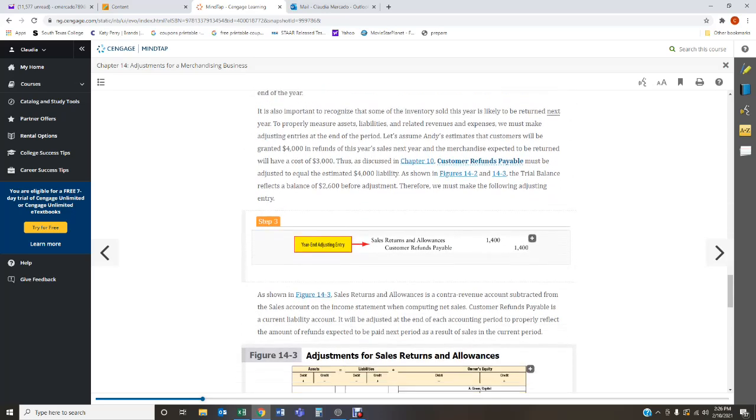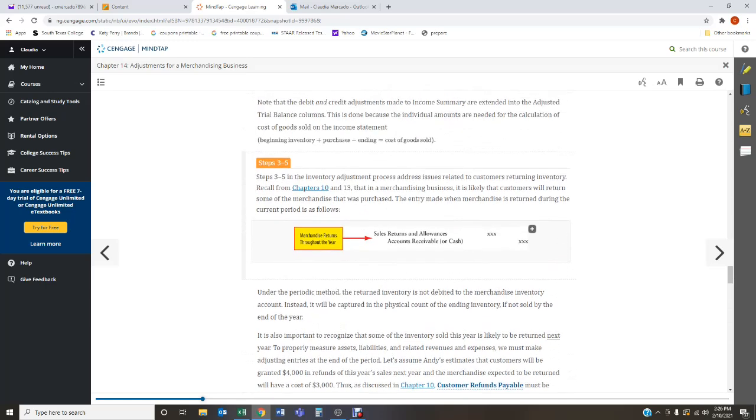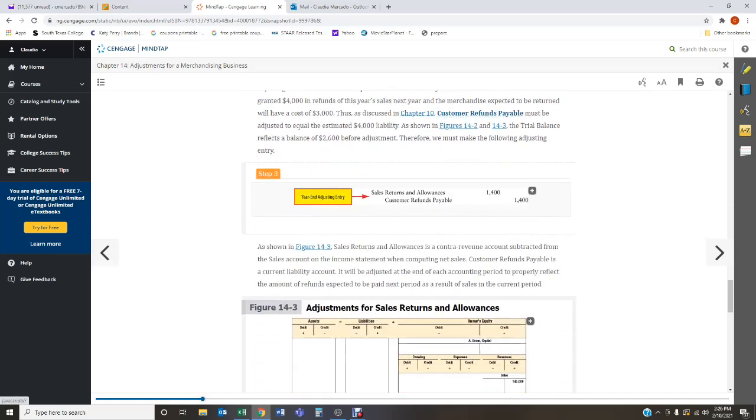Step 3 has a lot of information that you're going to read over, explaining what's going on. But basically in step 3, we're going to debit our sales returns and allowances, and we're going to credit our customer refunds payable. This is a year-end adjusting entry for any returns that are being handled.